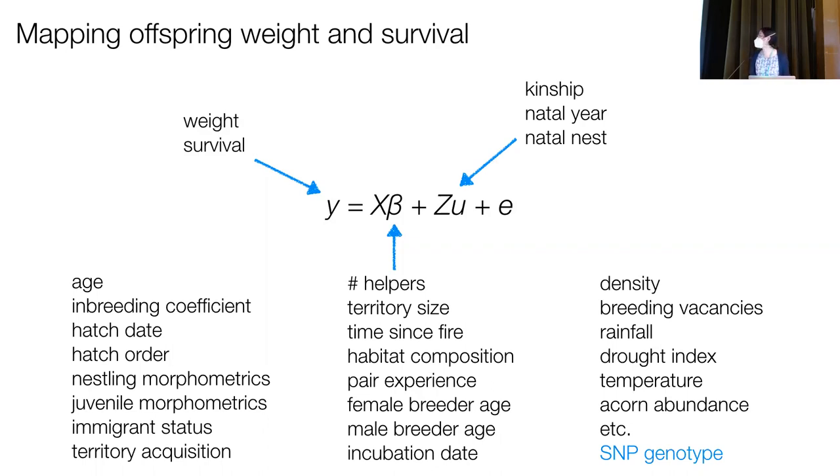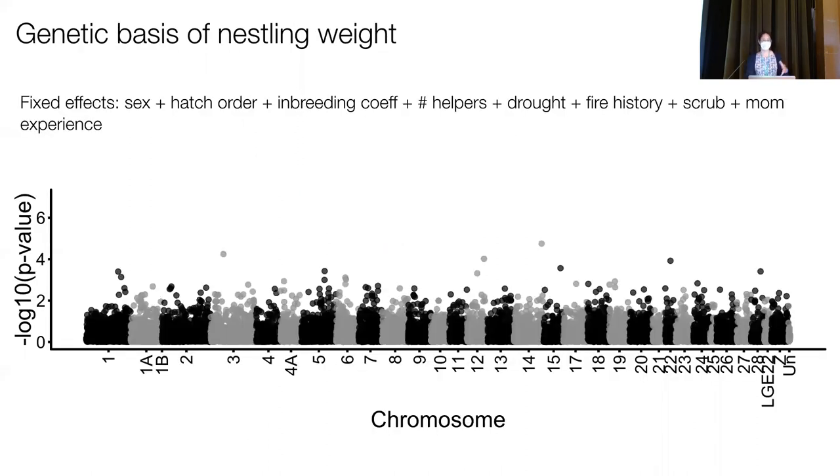So in the interest of time, I'm just going to show you some results for nestling weight. For our nestling weight models, we needed to include individual sex, hatch order, inbreeding coefficient, and various aspects of its natal nest. So if we do those effects, this is your standard GWAS. We find no hits after testing for multiple tests.